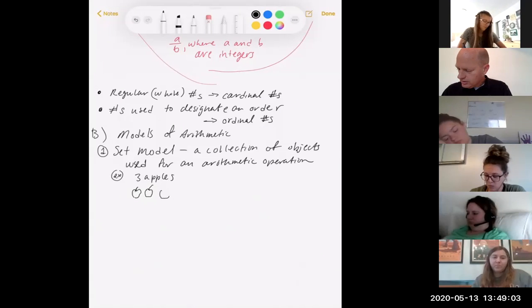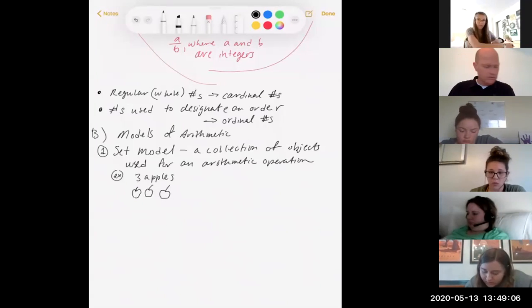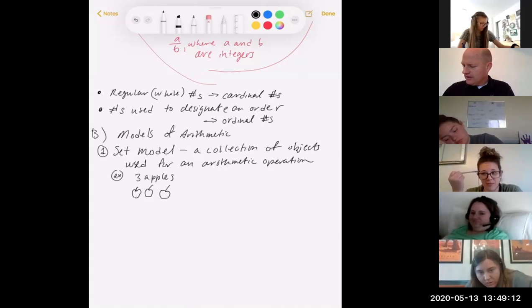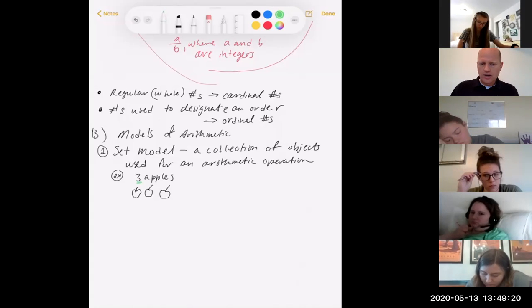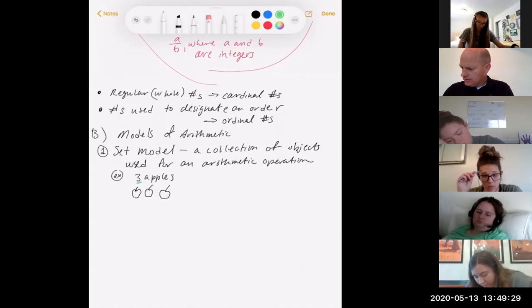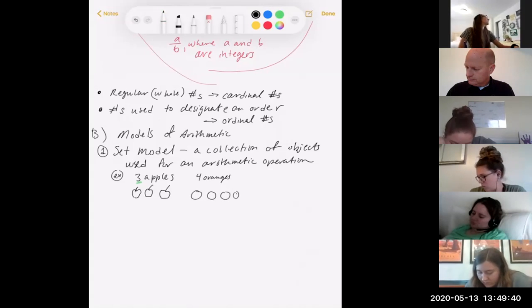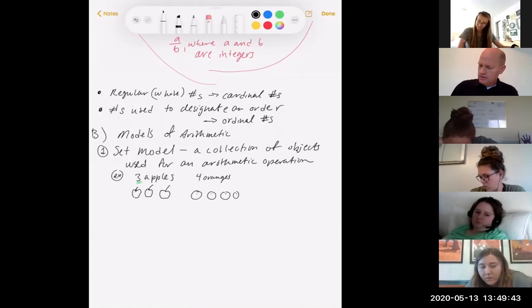Here I'm drawing 3 drawings that probably look somewhat like apples, but not really. But we can use our imagination, right? And we have the number 3 with it. 3 is an abstract number if it's just by itself. But if you take it and put it with a unit or an object, it's called a quantity. So 3 apples, and then we can have another quantity for the set model. I'm going to do 4 oranges. Those are 4 oranges.